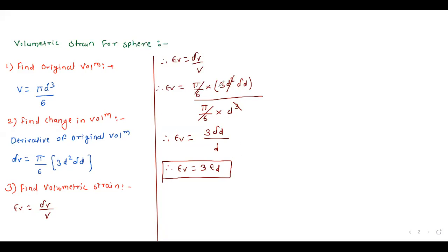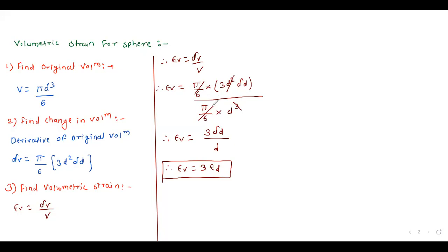Okay, I will explain once again. Our original formula is del V upon V. The change in volume is pi by 6 into 3d square into del D, and the original volume is pi by 6 into d cube.